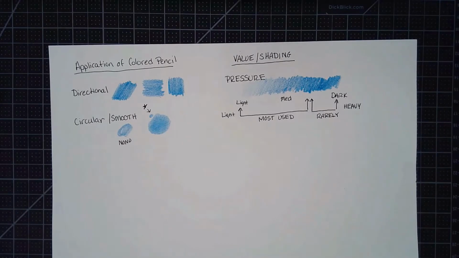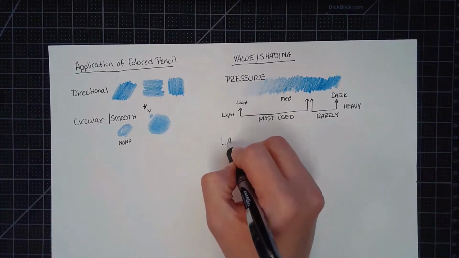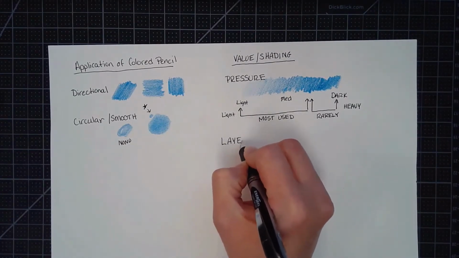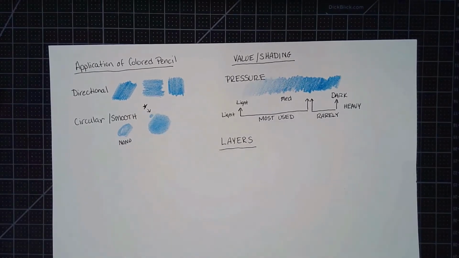Now the reason why I want you to use these rarely is because a good practice to use with color pencil, and what we're going to practice next, is layers. We want to be able to apply layers of colored pencil on top of each other to create not only values but also to mix colors.